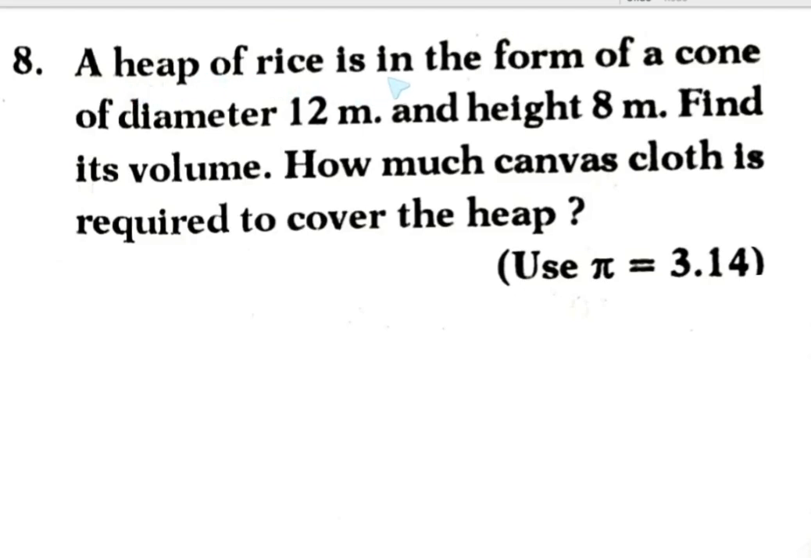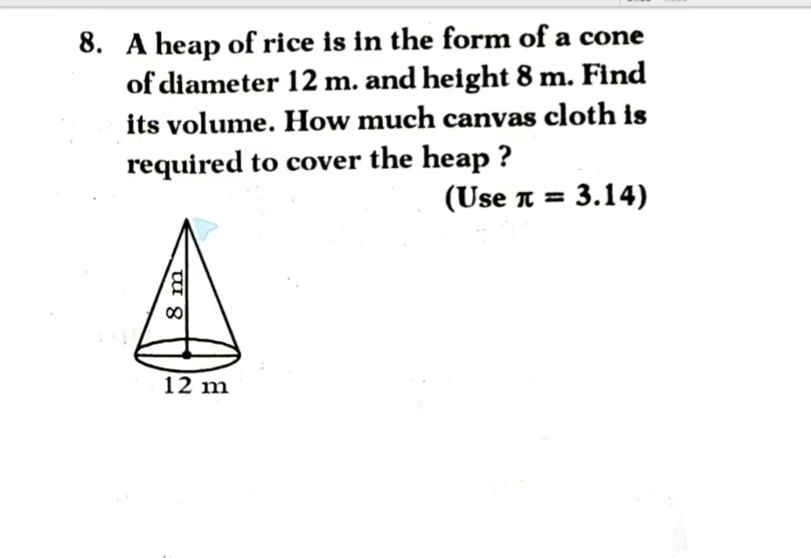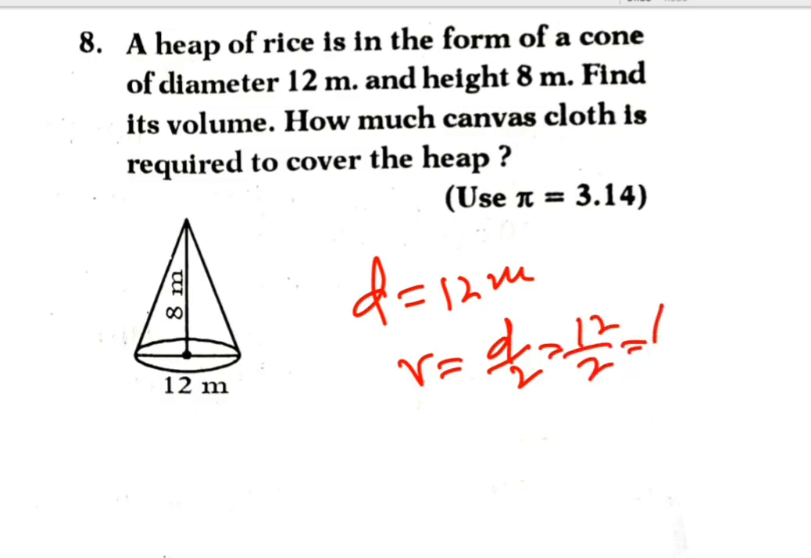A heap of rice is in the form of a cone of diameter 12 meters and height 8 meters. Find its volume. How much canvas cloth is required to cover the heap? Use here pi equal to 3.14, that is 22 by 7. Here is the cone. Diameter is 12 meters. R equal to D by 2 is equal to 12 by 2, which is 6 meters. This is the radius equal to 6 meters.